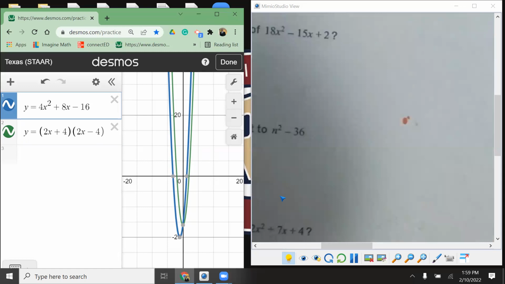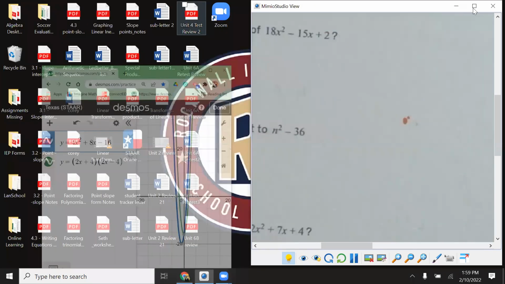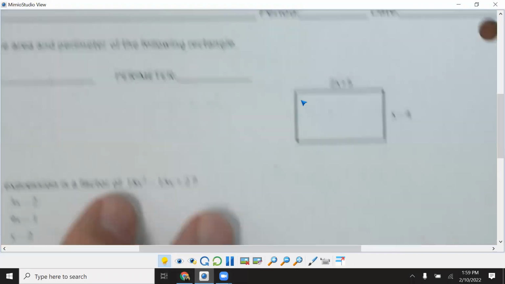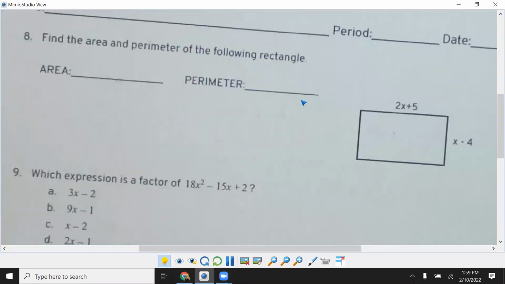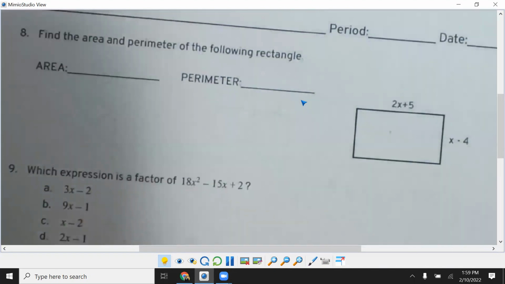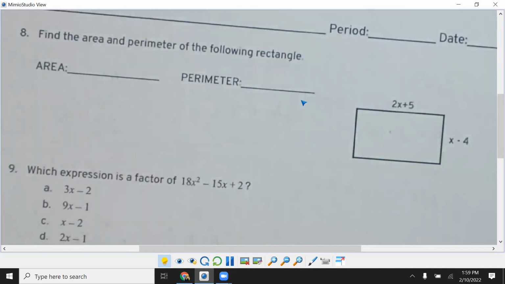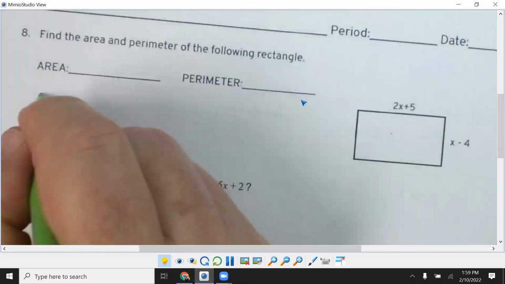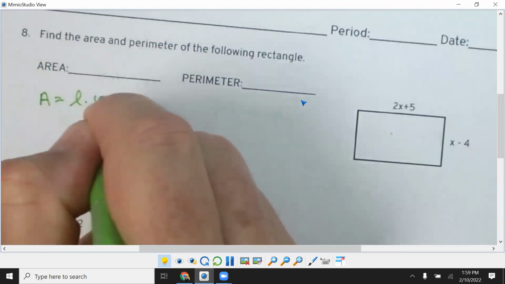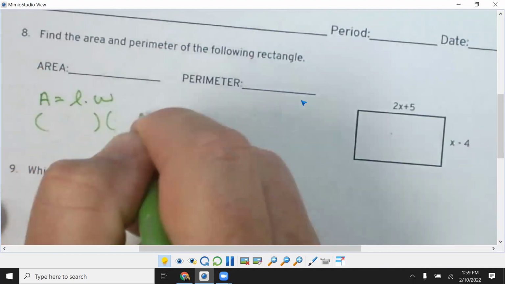All right, so we're going to turn over. I'm going to go back to full screen and just minimize that for a second, because we're going to need it again later. All right, so let's look at this one. Find the area and the perimeter of the shape of the rectangle. All right, so remember, we need to look at this. Area of a rectangle is length times width. That means we're going to multiply these two together.